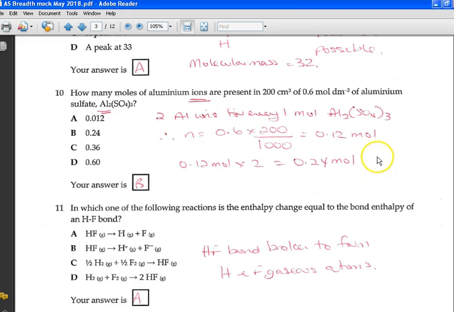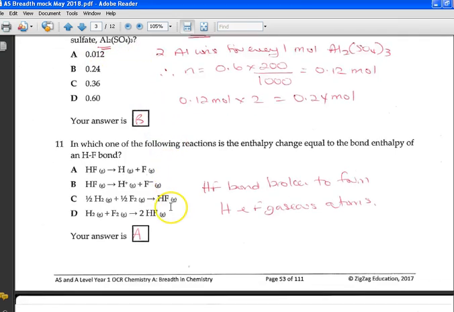How many moles of aluminium ions are present in 200 cubic centimeters of 0.6 moles of aluminium sulfate? So here, straight away you should recognize there are 2 moles of aluminium ions for every 1 mole of aluminium sulfate. And if you don't see that, then you will get that wrong. Okay, because you calculate it as 0.12, and then you have to multiply it by 2. Because there are 2 moles for every 1 mole of aluminium sulfate.